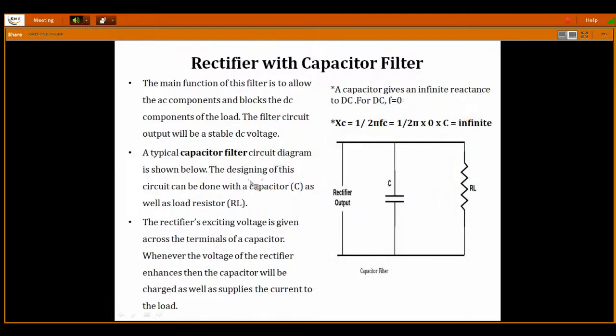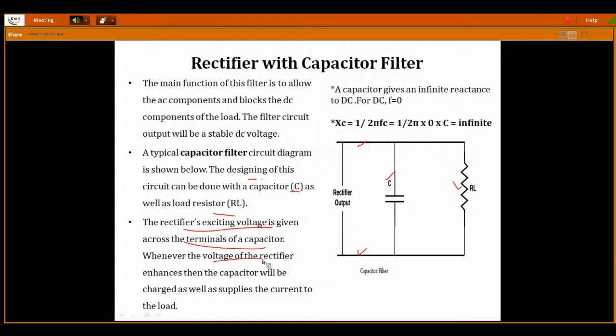Now, the designing of the circuit can be done with a capacitor as well as the load resistance. The capacitor is connected in parallel with the load resistance. This is a simple capacitor filter circuit, connected at the output of the rectifier. The rectifier's output is a pulsating voltage, and it is given across the terminals of the capacitor. Between these two terminals, you are applying the output of the rectifier.